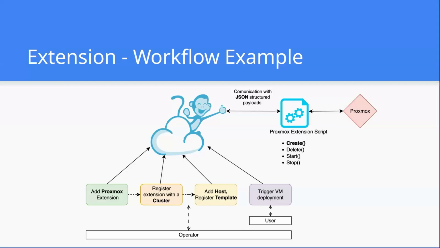Once the user has triggered the VM deployment on that particular cluster with the template that you've registered, then what happens is CloudStack executes the proxmox.sh script in the path I mentioned earlier. The script connects using the Proxmox API to Proxmox and instantiates the VM. Not only does it do that, but also does it with the right sized disk on the right network with the right VLAN and so on.